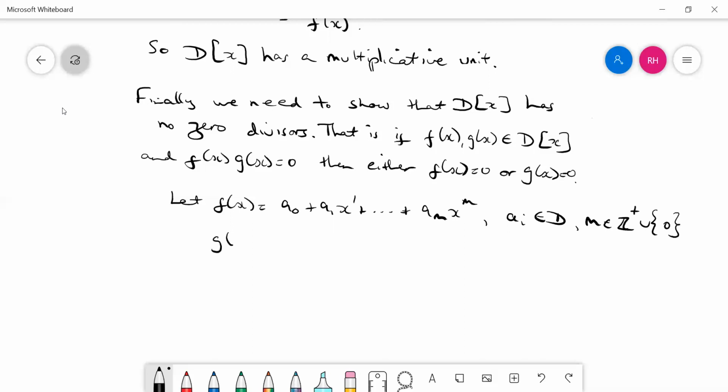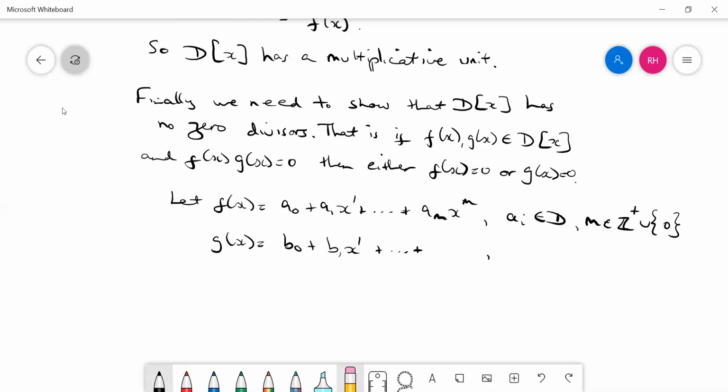And we'll let g(x) equal b0 plus b1 x to the 1. Now remember, f and g could have different degrees, so we can't put an m here. We'll have to put an n or something like that. I'll put an n. Oh, sorry, that's a b, isn't it?